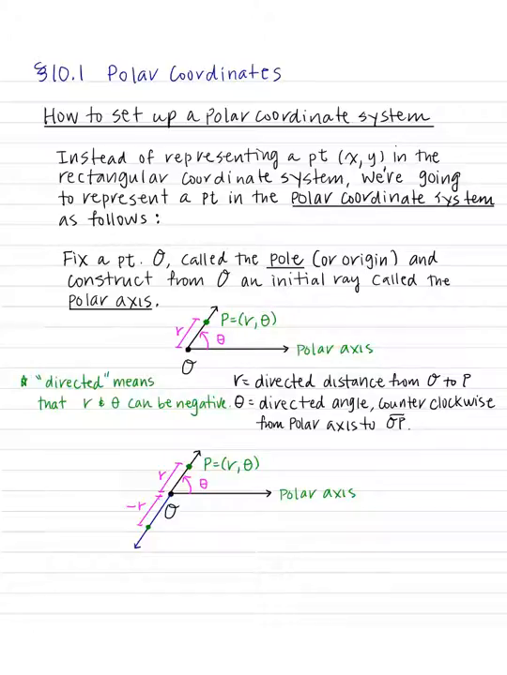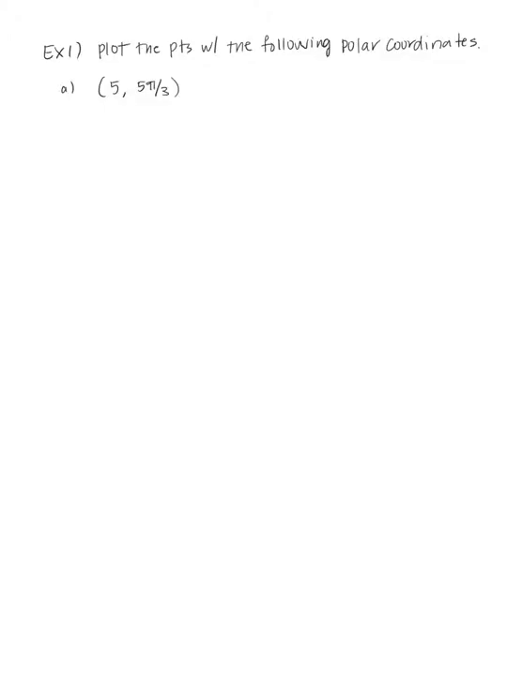But anyways, r is the directed distance from O to P, and theta is the directed angle counterclockwise from the polar axis to the line OP. Directed means which direction you want to go. Do you want to go towards the positive side, or do you want to go towards the negative side? And then our angle theta can be, of course, positive or negative, just like what we have learned so far. Let's look at some examples. Example 1, plot the points with the following polar coordinates. So we're going to do a few examples of this until you get used to it.